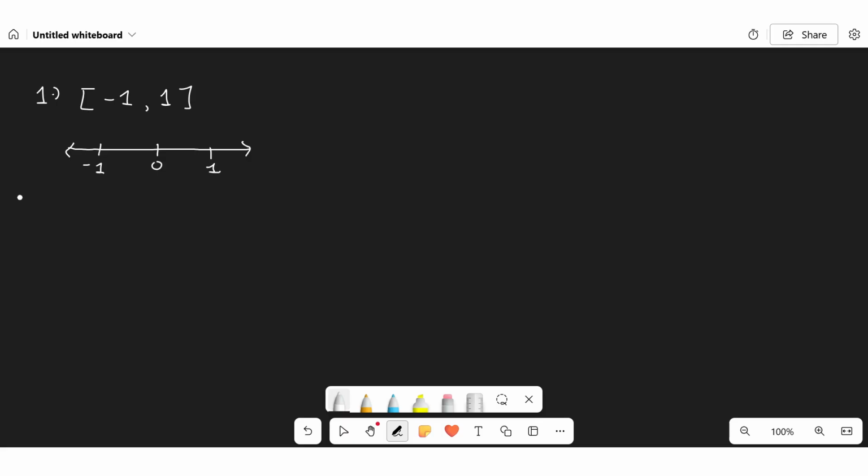Now, we are dealing with brackets. Don't get confused. These are parentheses and these are brackets. And since we're dealing with brackets, what does that mean? It simply means that the end point, let's write a little note over here, the end point is included. So, whenever it's included, we have a closed little circle like this, which represents it's closed. So we can close here and we can close here. It means that -1 and 1 is included.